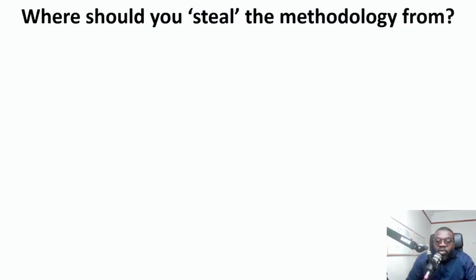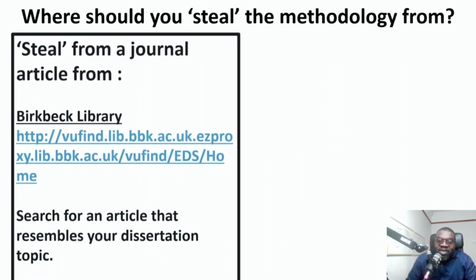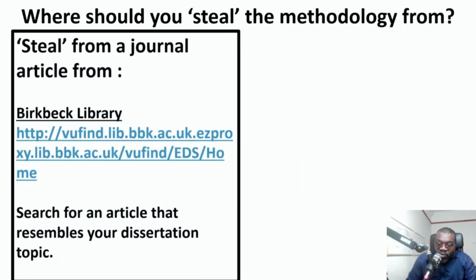So, where should you steal the methodology from? There are two places that I recommend. The first place to steal a methodology is from a journal article. One of the best places to find journal articles is your university library catalogue. Search for an article that resembles your dissertation topic. For instance, if your dissertation topic is about gender inequality in the advertising industry, type in the keywords gender advertising industry. Pick an article that broadly looks at your topic area, then adapt the methodology of that article to suit your dissertation.